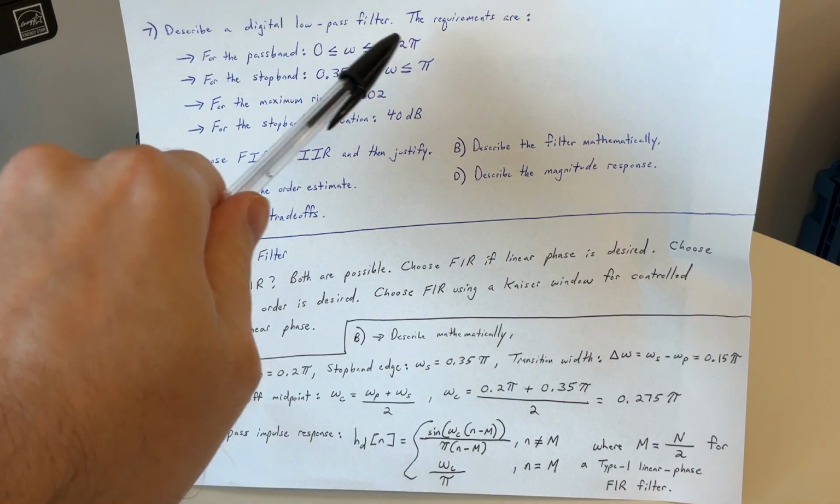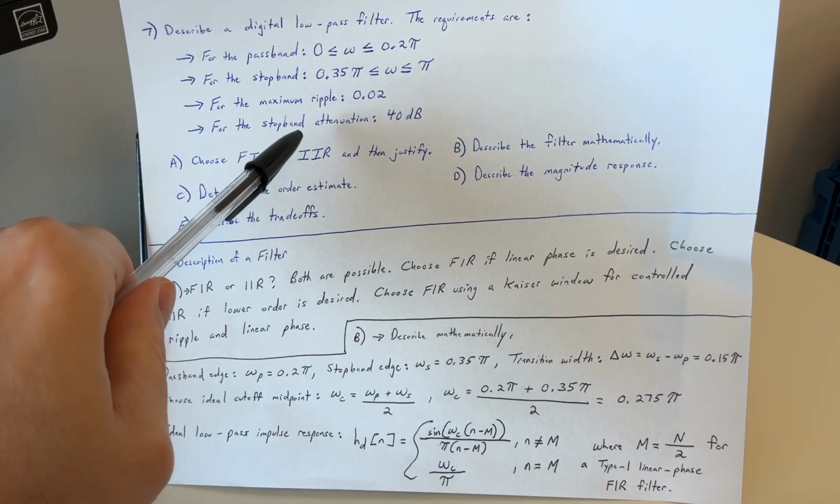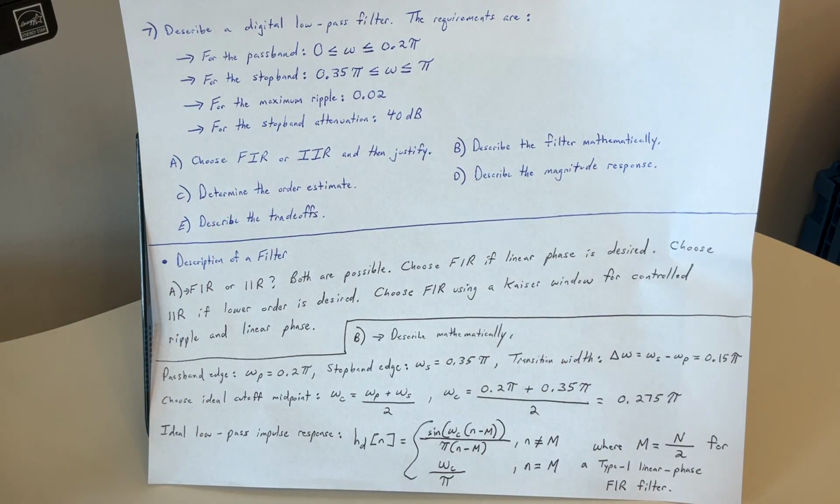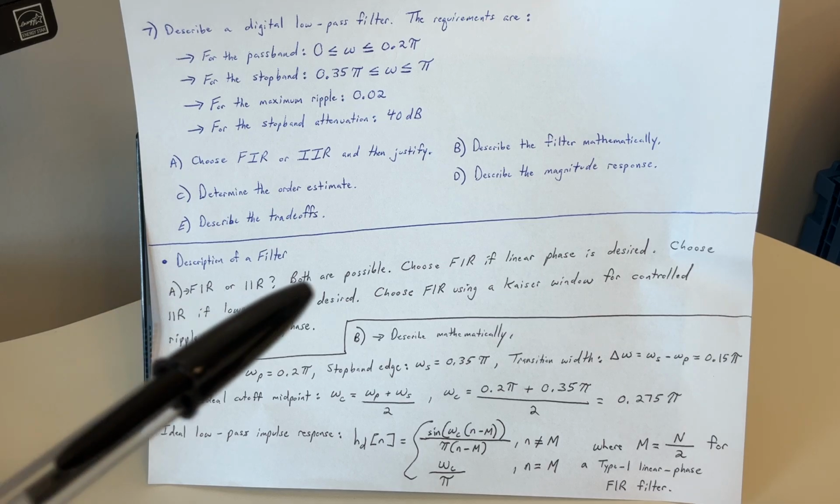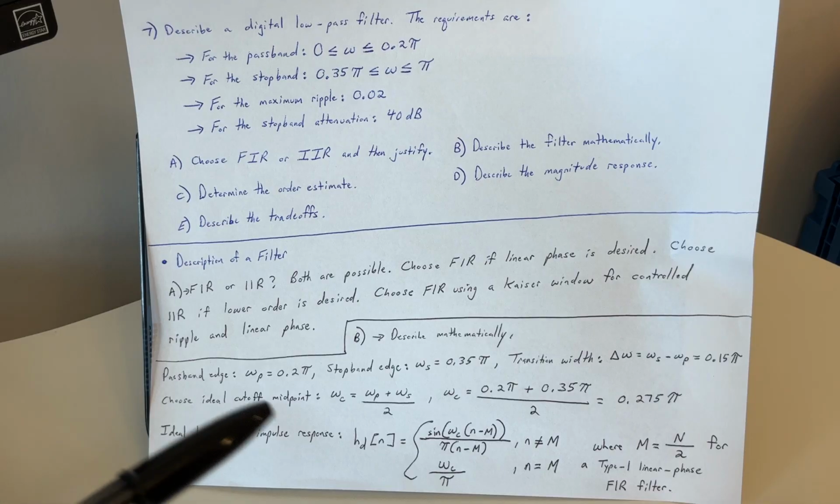Describe a digital low-pass filter. Here are the requirements for the pass band, stop band, maximum ripple, and stop band attenuation. For part A, choose FIR or IIR and then justify. Both are possible. We choose FIR if linear phase is desired, and IIR if lower order is desired. Choose FIR using a Kaiser window for controlled ripple and linear phase.